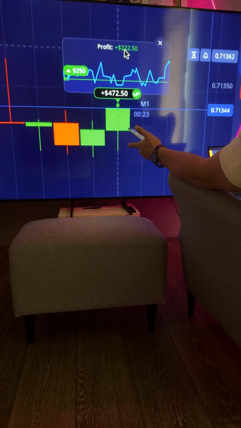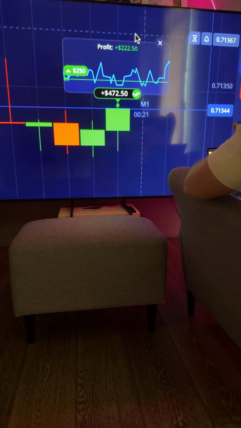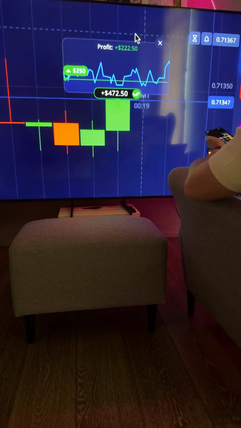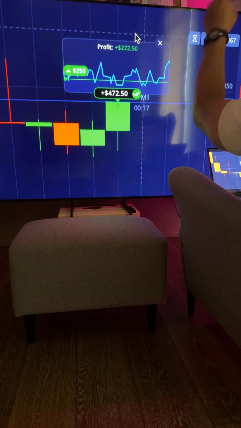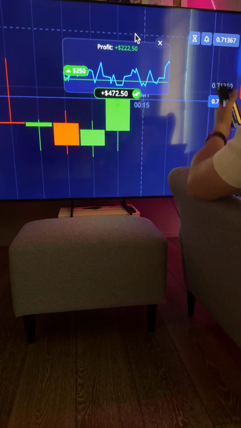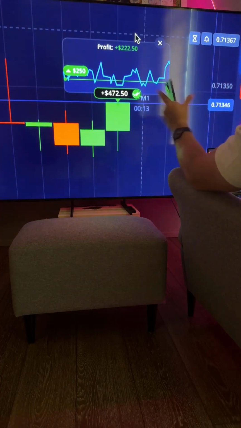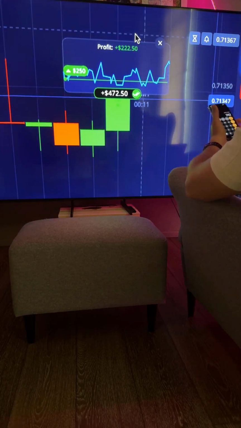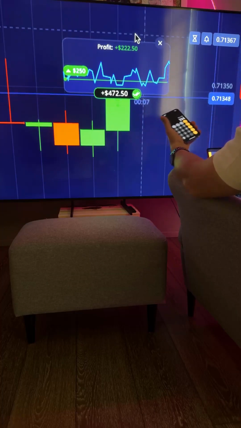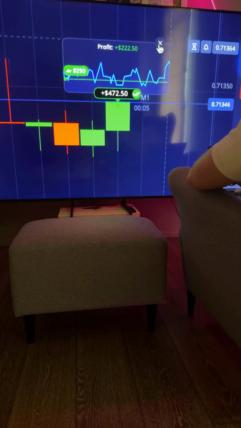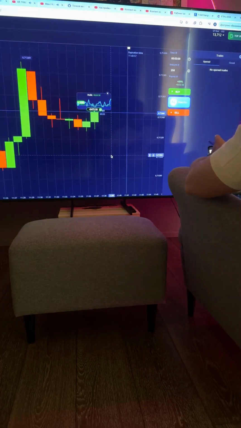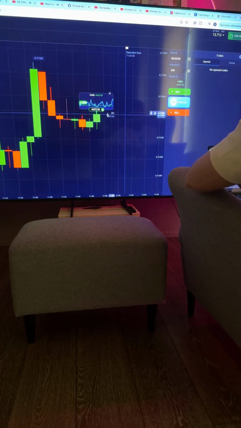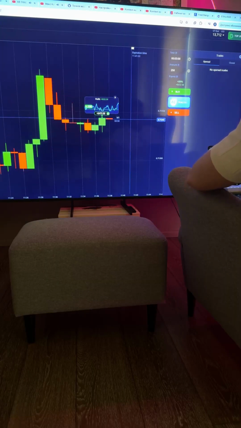I'm earning $222 from the first trade. We made $212, but $222. I subtract the $100 that didn't go through. So our net profit from these two trades is $122, not $222, but $122, 122 bucks. So that makes $334. We have $334 here. That's what it comes to.